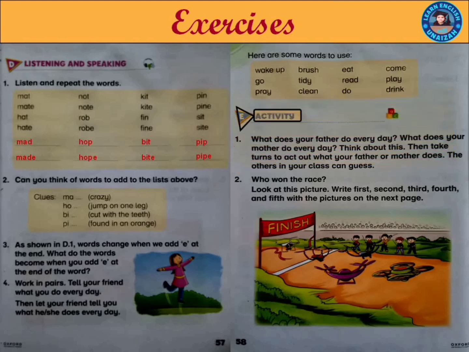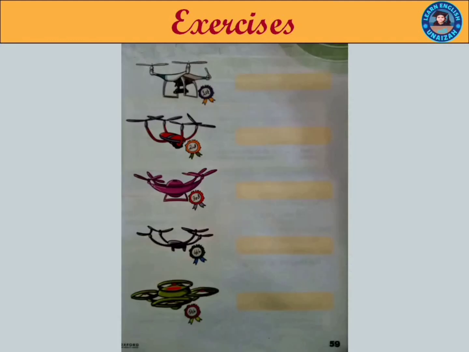E. Activity 2. Who won the race? Look at this picture. Write first, second, third, fourth, and fifth with the pictures on the next page. First, second, third, fourth, fifth.